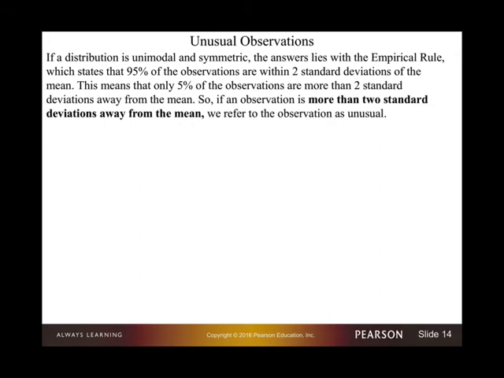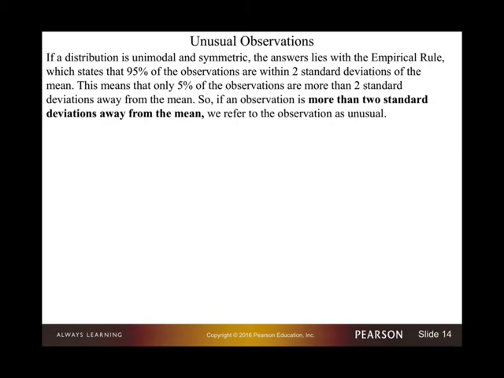Okay, unusual observation. This is talking about unusual data. If a distribution is unimodal and symmetric, the answer lies with the empirical rule, which states that 95% of the data are within 2 standard deviations of the mean. And this means that only 5% of the observations are more than 2 standard deviations from the mean.